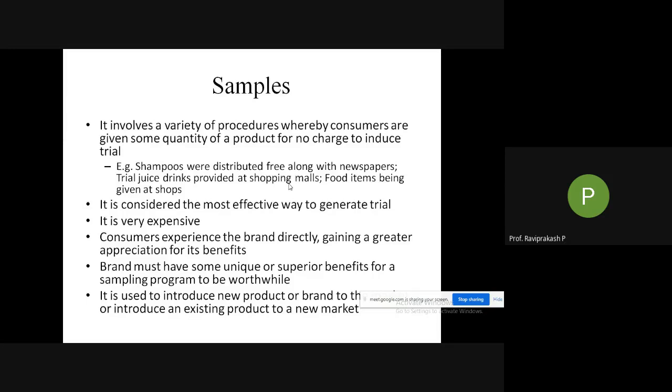Okay, so there is a better appreciation for its benefits. Then comes, the brand must have some unique or superior benefits for a sampling program to be worthwhile. In the sense, you should portray some unique or superior benefits compared to your competitors. You should say that, okay, my product is better in this particular way.